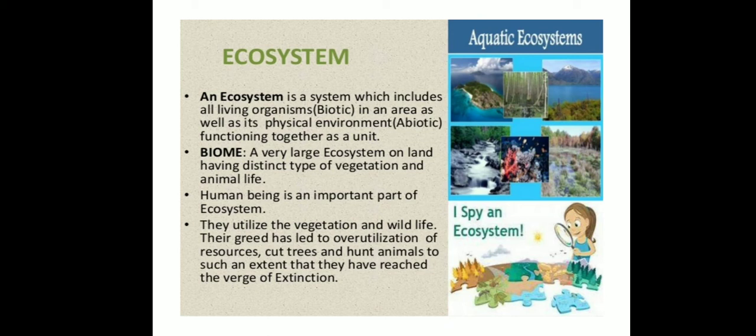Human beings are an important part of the ecosystem. They utilize the natural vegetation and wildlife. Their greed has led to the overutilization of resources, cutting trees and hunting animals to such an extent that they have reached the verge of extinction. Here what they are trying to say is that because human beings use these natural vegetations over and over, many trees are cut, many animals are hunted and killed, and because of it many natural vegetation and wild animals have come to the verge of extinction.